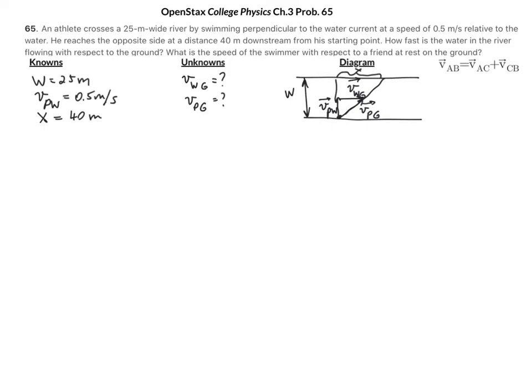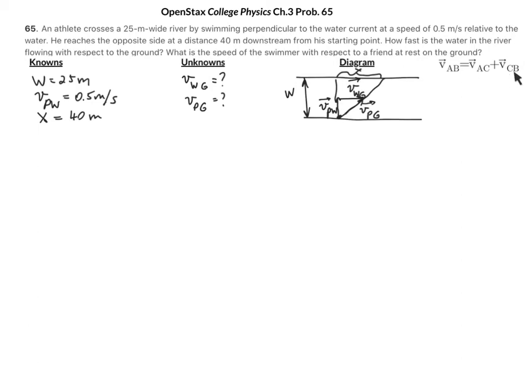So the only vector that we know here is the velocity of the person relative to the ground, just this one. But if we look at the triangles here, the triangle between the velocities and the triangle between the distances, we notice that they're similar triangles. So from knowing that this is 25 meters and that is 40 meters, I can figure out this angle right here. And that's going to be useful for my vectors here.